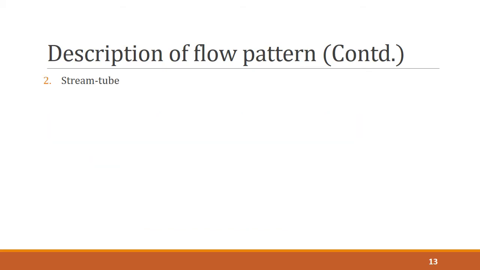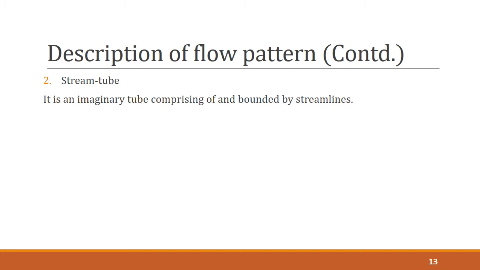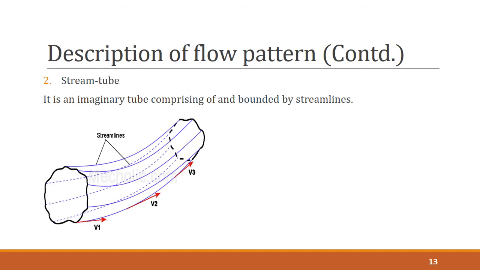Next is the stream tube. A stream tube is an imaginary tube comprising of and bounded by streamlines. Stream tubes are usually helpful in derivations. What we are going to do is bundle up certain streamlines and make a tube out of it inside the fluid, and we're going to call it a stream tube. Here you can see streamlines, and we're going to bundle them up in the form of a tube. This is a tube that comprises of and is bounded by streamlines, and this is known as a stream tube.